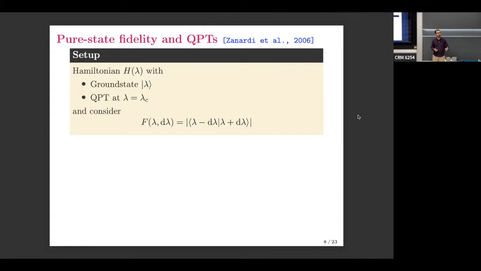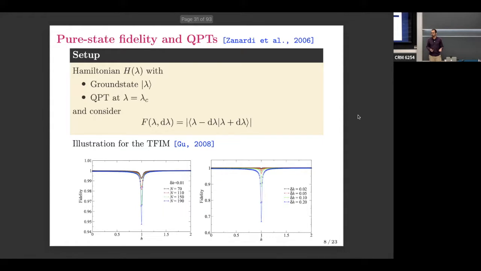When you do that in the transverse field Ising model, for example, this is the type of plot that you get. Here you have the fidelity as a function of h. On the left, delta h is fixed to 0.01, and you have different sizes, which are the different colors. You see that at the transition point there is a suppression of the fidelity, which is bigger when the system size becomes bigger. On the right, the system size is fixed and they vary delta h, which corresponds to my d lambda on the slide.